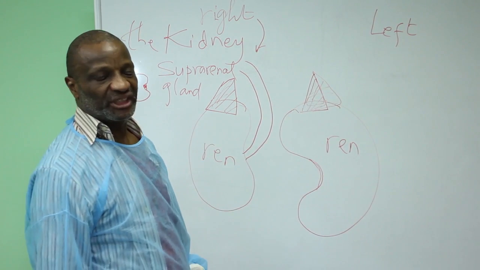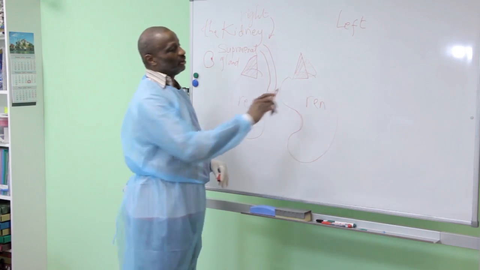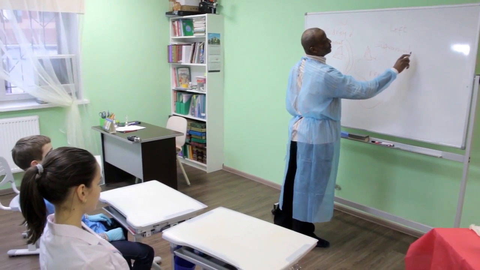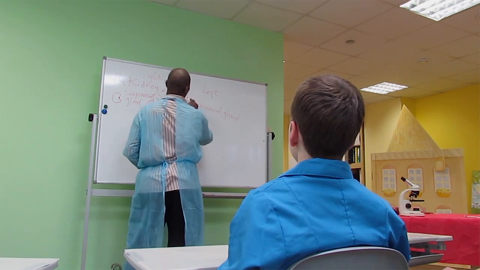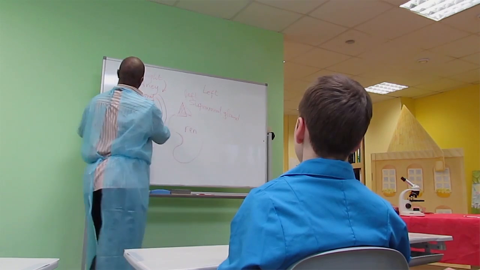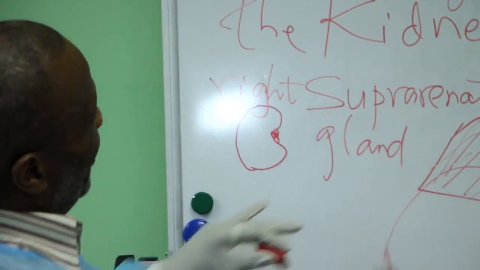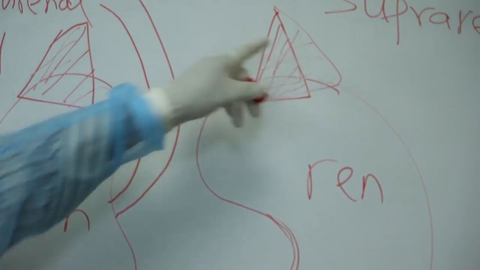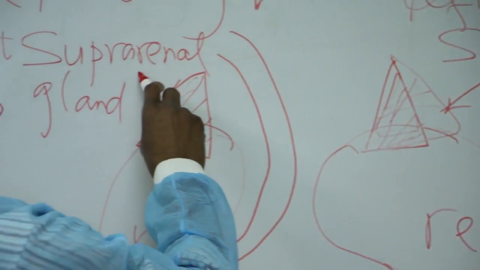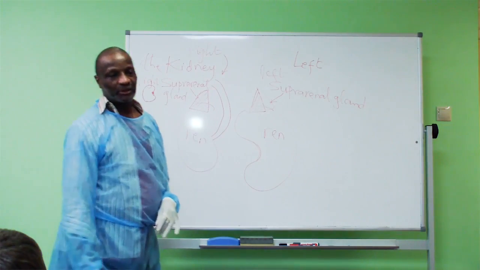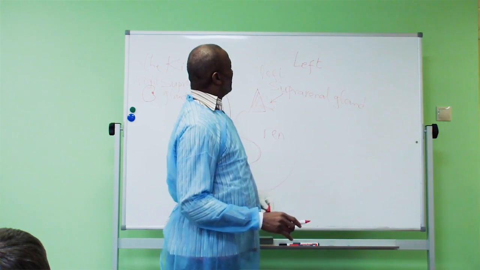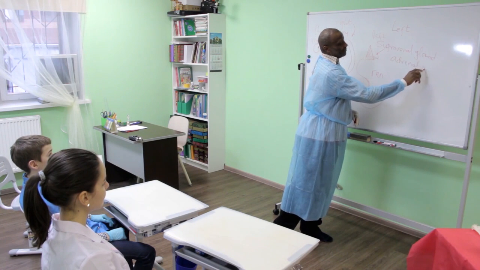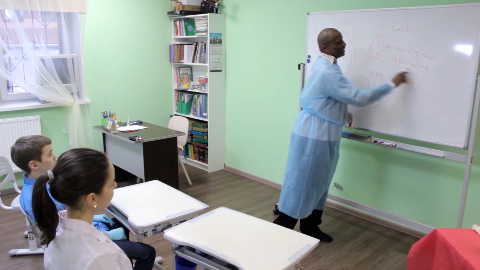These suprarenal glands are responsible for producing some hormones. So we have the right and the left. This is the gland itself, and it's triangular shaped. They produce what we call adrenaline, sometimes spelled with an N or sometimes with an A.